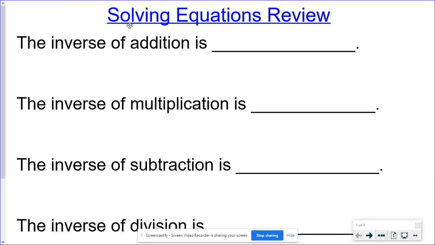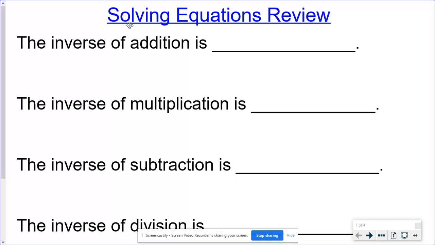Hello again, math students. As we continue our review this week, we're going to go back to solving equations for a day. We want to make sure that everyone remembers all the steps and how we show our work when we're solving equations.